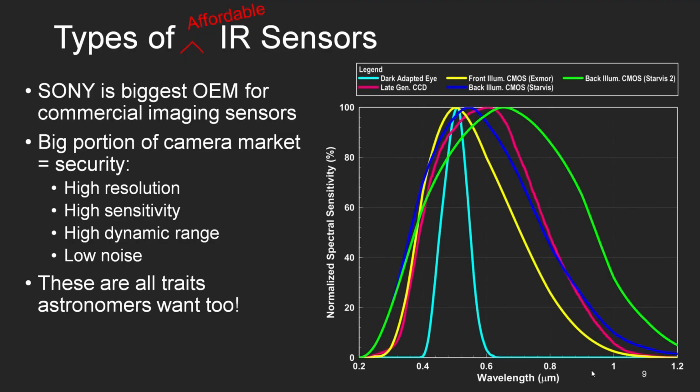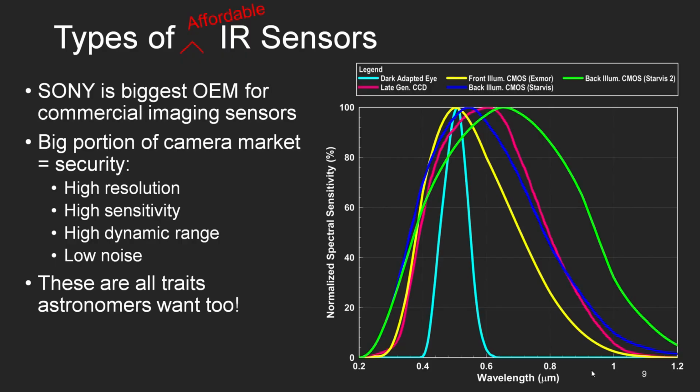This graph illustrates the spectral sensitivity of some different Sony sensor technologies. 5 to 10 years ago, charged coupled devices, or CCDs, the red curve on this plot, were the preferred sensor for astronomical imaging. Since then, complementary metal oxide semiconductor, or CMOS sensors, have surpassed CCDs with superior readout speed and lower read noise. The fact that CMOS sensors are easier to mass produce than CCDs is one of the main reasons for their rise to dominance.